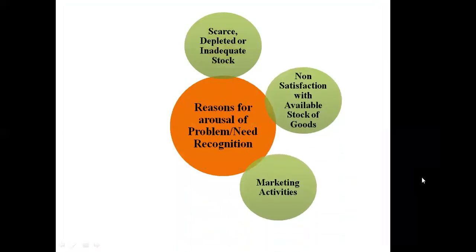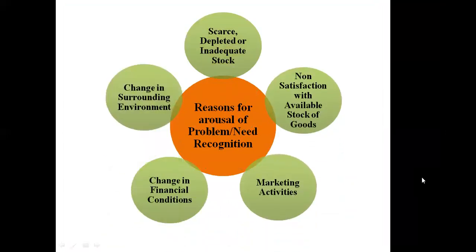So these are the factors that are responsible for initiating the consumer buying process. I have discussed the main five factors responsible for arousal of consumer needs. Number one, scarce, depleted, or inadequate stock. When the consumer has very little stock of goods or product left, the need to buy arises. For example, when the grocery items are about to finish, the need to buy these items initiates.